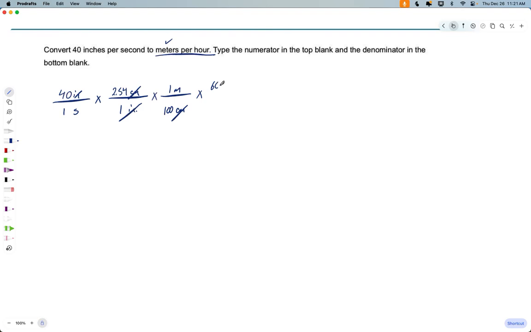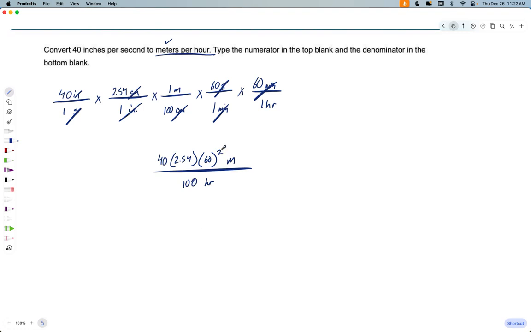Now we're in meters, so now we have to go to hours from seconds. So we know that 60 seconds is the same thing as 1 minute. That cancels seconds. And we know that 60 minutes is the same thing as 1 hour. So that cancels minutes. So now we just rewrite it. 40 times 2.54 times 60, we could say squared, and that is in meters over 100 hours. That's it. That's our solution.